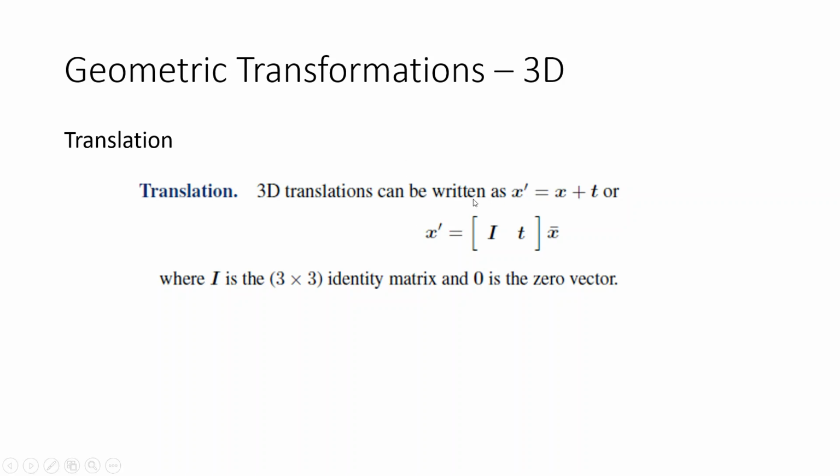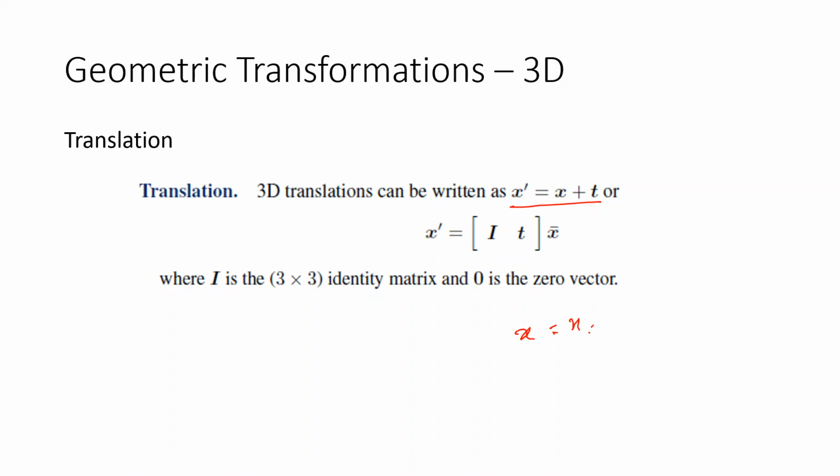Going to see about geometric transformations, 3D geometric transformation. First one is translation. All the transformations we are going to see in 3D transformation are very similar to 2D transformations. So first learn about 2D transformation and then check this video. So the formula is same, x dash equal to x plus t.